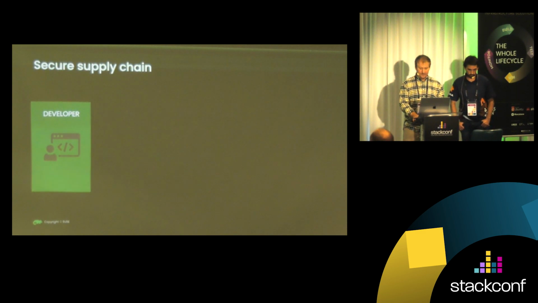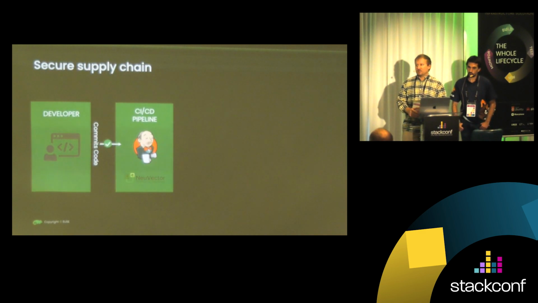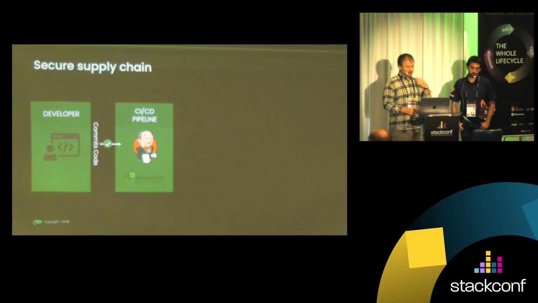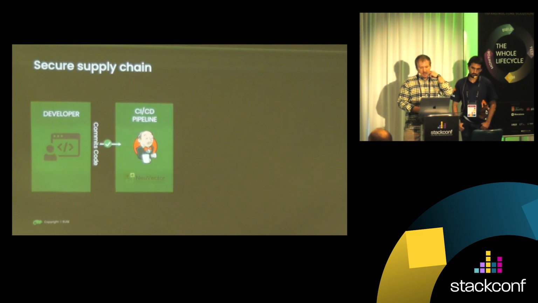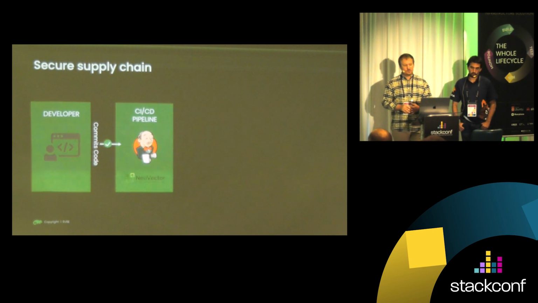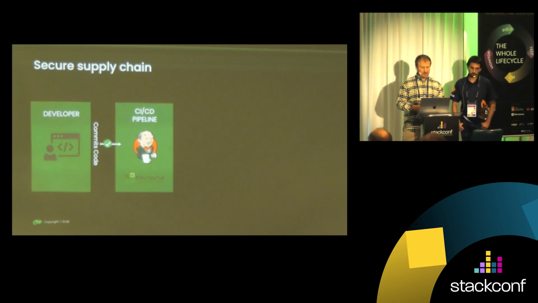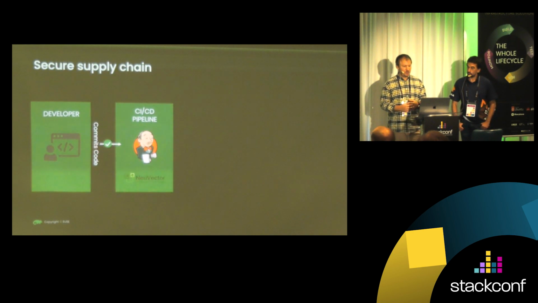Typically, the developer is writing some code, and at some point, he's probably committing that code to a source code management system, like a Git server. And typically, there's also some kind of CI or even CI/CD system that just gets triggered based on the commit that the developer is doing. This is the first step where you can already integrate image scanning with NeuVector.